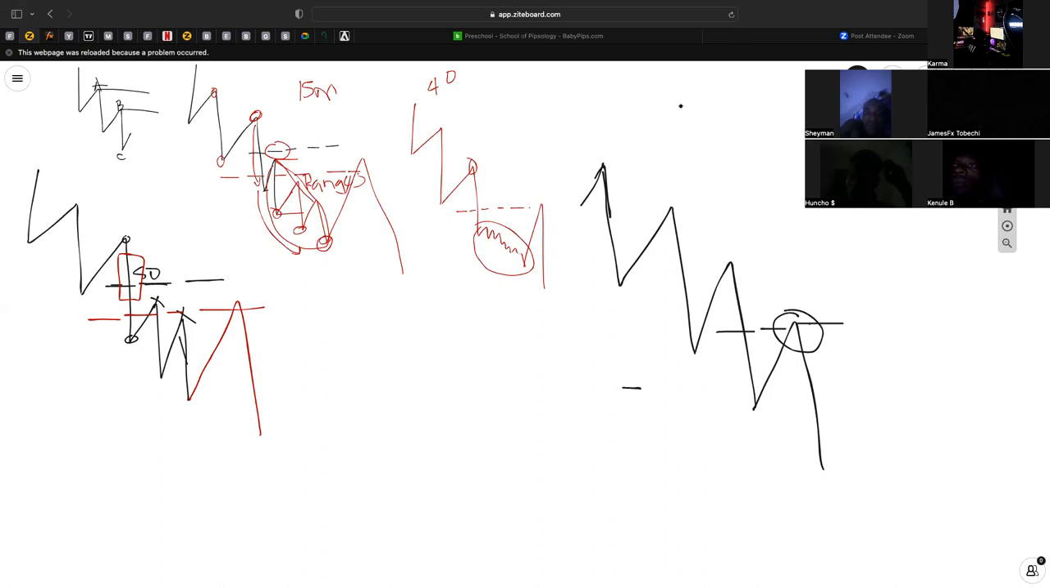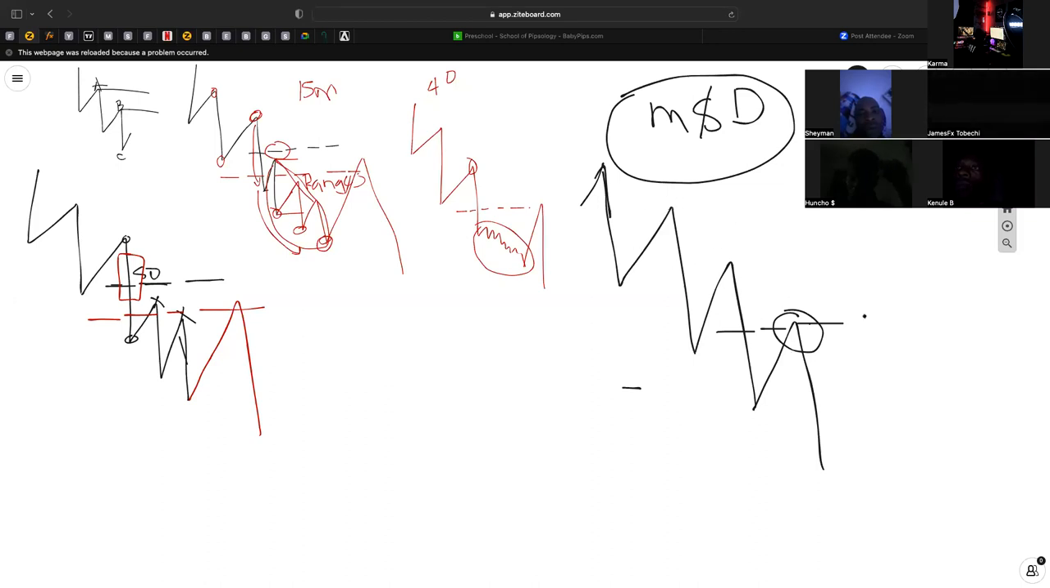That is where the rule of momentum and distance comes in. I'll be using this rule a lot. For every swing, for every LD swing, you must have momentum and distance. What is momentum? Momentum means imbalance, even though I have not talked about it here right now. What is distance? Distance means liquidity.